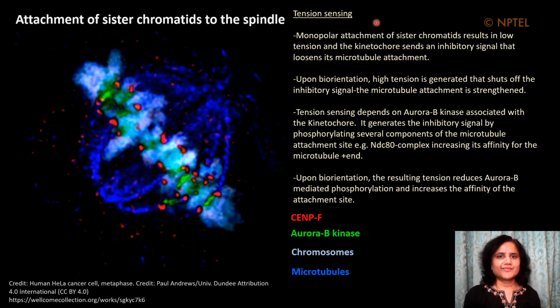Tension sensing resulting from biorientation depends on the Aurora B kinase enzyme, which is associated with the kinetochore. It generates the inhibitory signal by phosphorylating several components of the microtubule attachment site. The Aurora B is shown here in green. You can see it's actually present at the place that we are thinking and saying that it's actually present there. So it can act on these proteins which are components of the kinetochore.